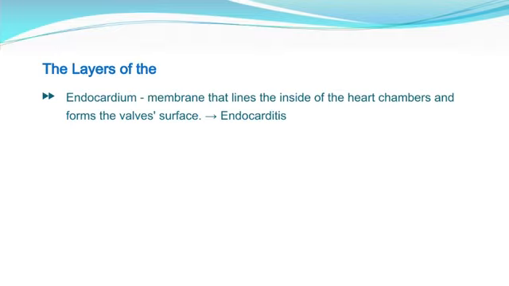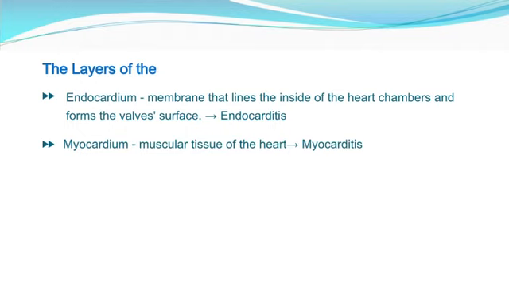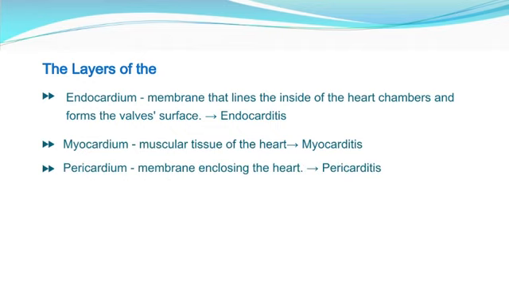The heart has three major layers. The endocardium lines the inner surface of the heart chambers and the valves. When this layer becomes infected, we call it endocarditis. Then comes the myocardium, the muscular layer that contracts to pump blood. When that muscle becomes inflamed, the condition is myocarditis. And finally, the pericardium, the outer protective sac that encloses the heart. Inflammation of this membrane leads to pericarditis. So you see, depending on which layer is involved, we use different terms. Keep that in mind as we move forward.